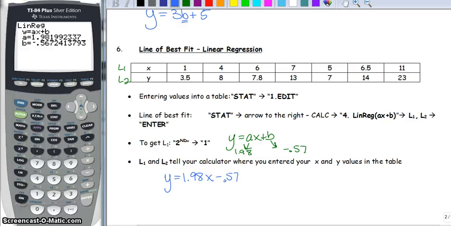And there's your line of best fit. That's going to be your linear regression line. This isn't an exact linear relation. It's the best line that's going to fit all of the points. And we're going to use our linear regression over and over and over again.